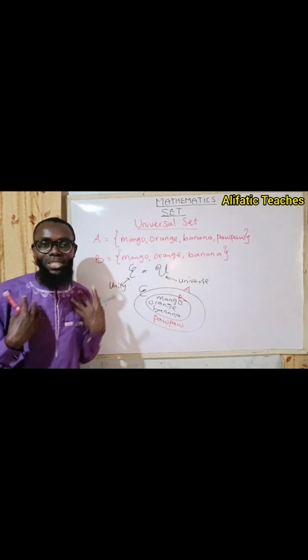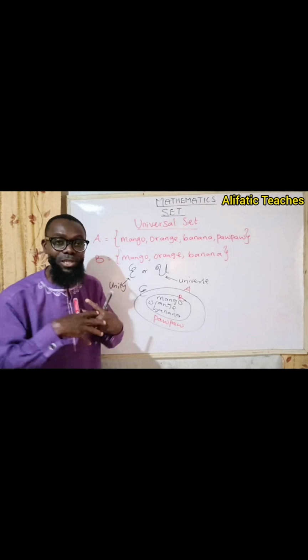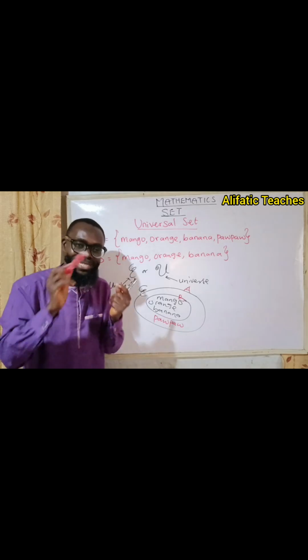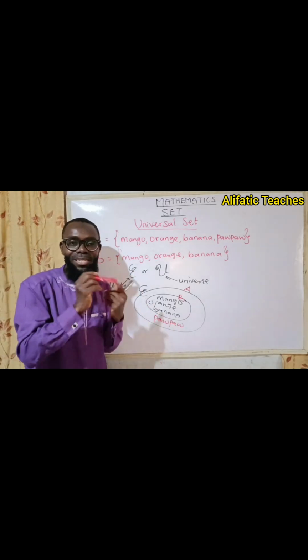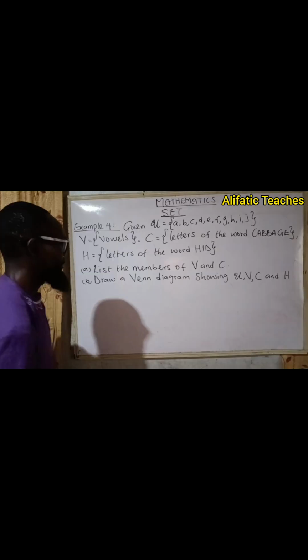For instance, the country I am in now, I'm in Nigeria. In Nigeria, we have so many states. So Nigeria is a universal set, while the states inside Nigeria are the subsets of the universal set.